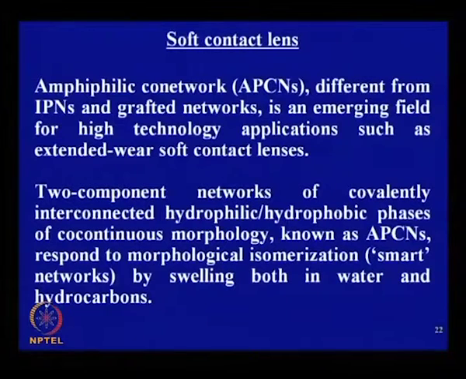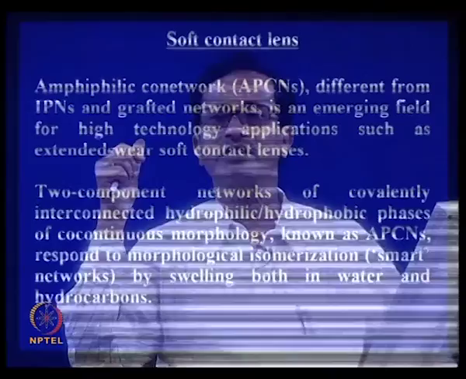These are known as APCNs, which respond to morphological isomerization, sometimes called smart networks, by swelling both in water and hydrocarbons. You see, it will swell in water as well as in hydrocarbon. It is a little contradictory, no, because you have added both things. So, it will show a limit of swelling. If it is purely hydrophilic, it will swell to a very high extent. If it is purely hydrophobic, it will not swell at all, but if it remains in between, it will swell both in water as well as in hydrocarbon. That characteristic has been developed in such networks.